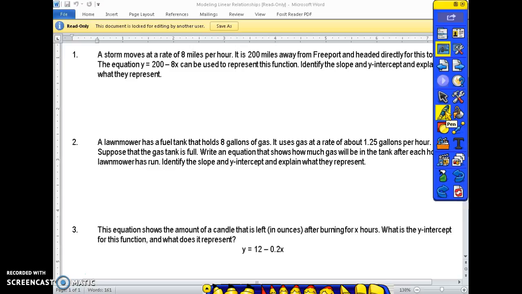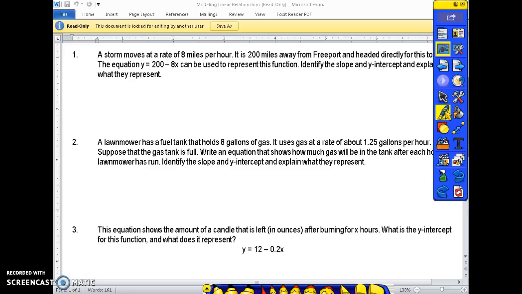A storm moves at a rate of 8 miles per hour. It is 200 miles away from Freeport and headed directly for this town. The equation y equals 200 minus 8x can be used to represent this function. Identify the slope and y-intercept and explain what they represent.